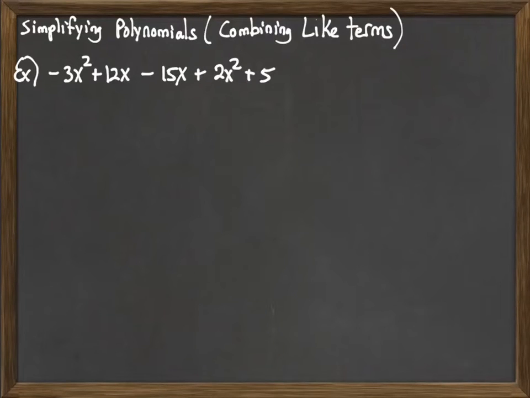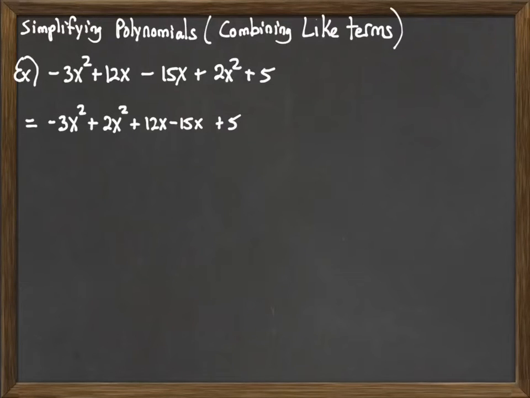There's a couple of ways to go about these. This first one I'm going to rearrange. Remember, we can rearrange addition and subtraction as long as we keep the sign in front of each term. We can move them around any way we want. So I can rewrite this negative 3x squared plus 2x squared, putting my x squared terms together. Then I move on to my x terms, where I have a 12x and a minus 15x, so I'm going to write those beside each other. And then I have that plus 5, which doesn't have any other number term.